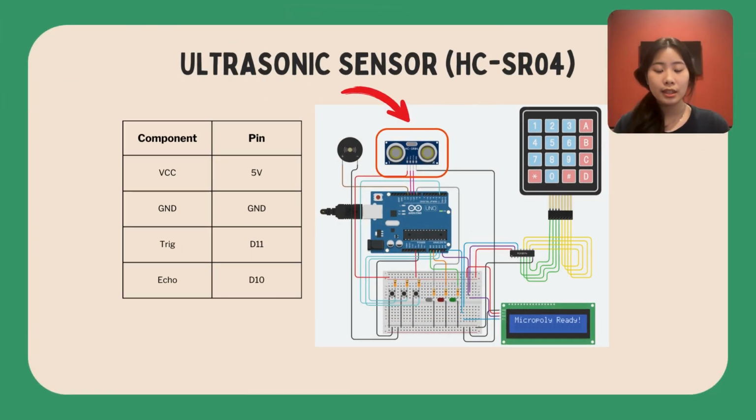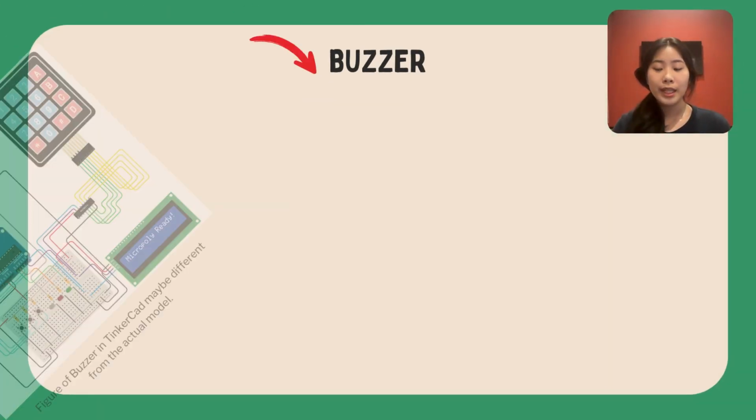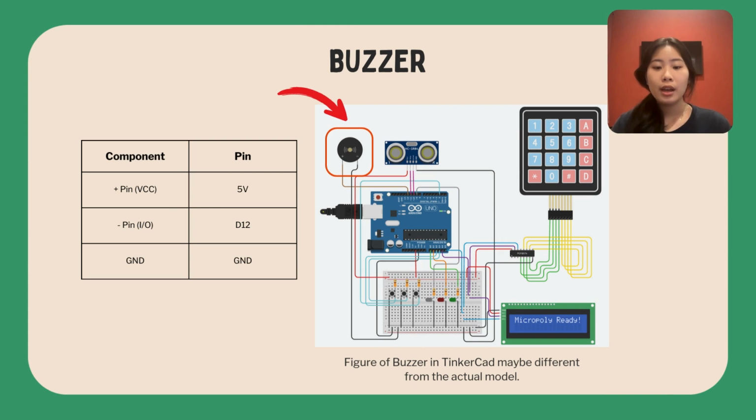Next is the ultrasonic sensor. After we connect ground and 5 volts, we connect trig with pin 11 and echo with pin 10. Next one is the buzzer. We connect the positive pin of VCC to 5 volts. We connect the negative pin to pin 12 and we connect ground to ground.